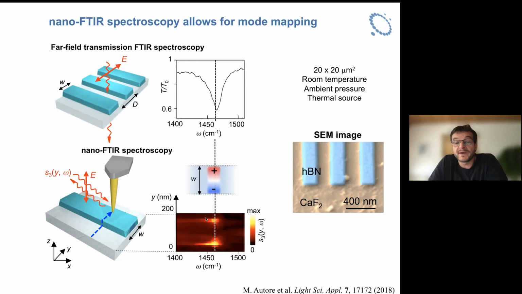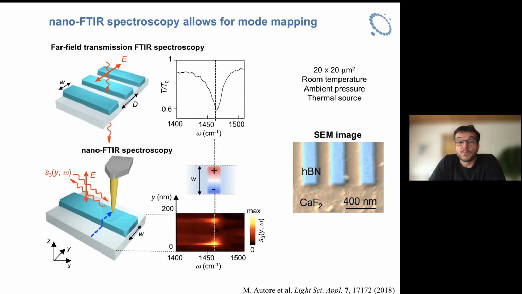And we see another bright spot here on the other side of the edge. So if we read this diagram in the horizontal direction, we see the spectral peak position. If we read it in this direction, then we get the mode profile without any calculation. And we see that there's a lot of field concentration at the two edges of this ribbon, which tells us without any further calculations that this is the fundamental dipolar mode that we excited here.